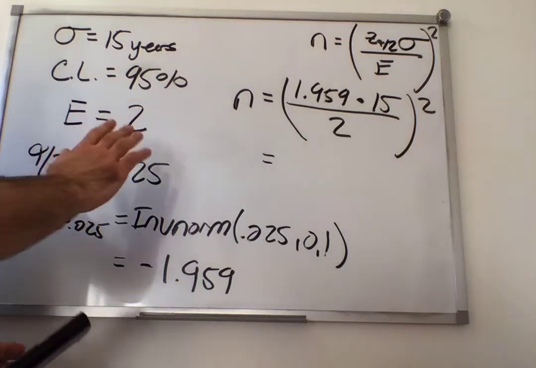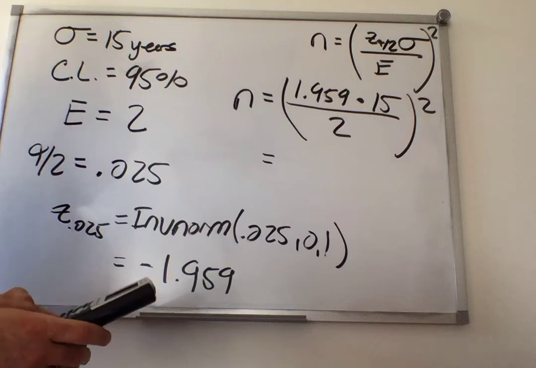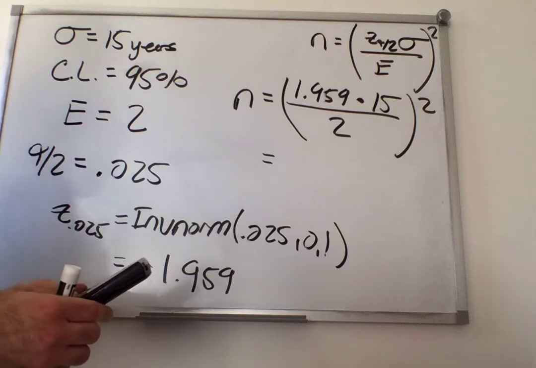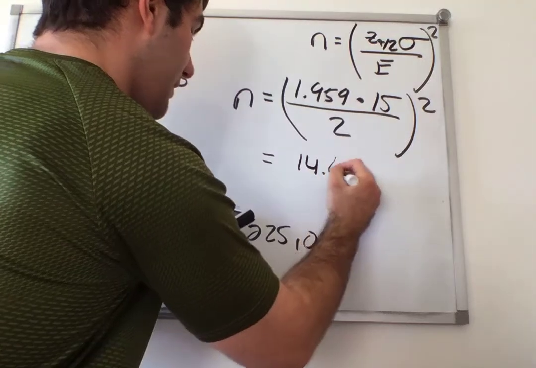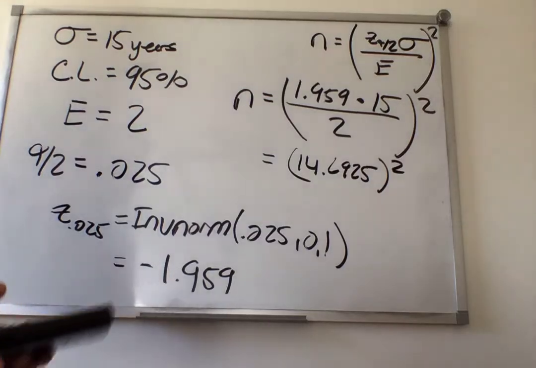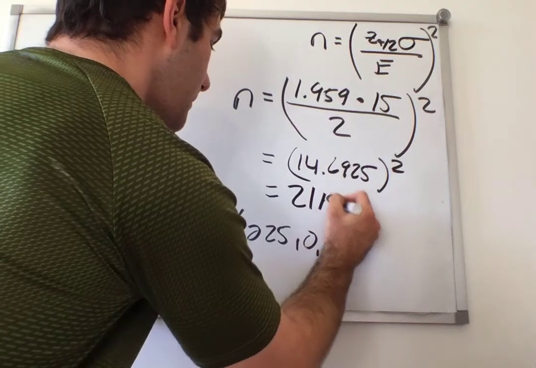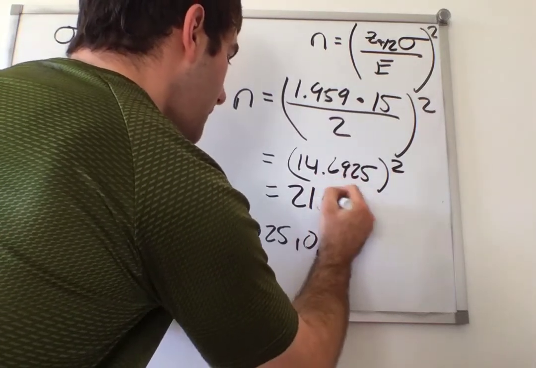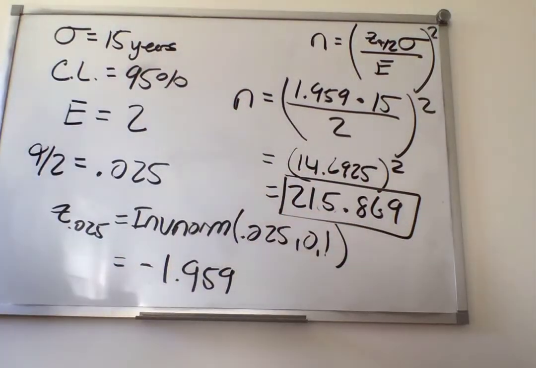Now, we don't have a calculator function that'll do this for you. This one you actually have to do by hand. So I got 14.6925 before I squared it. 14.6925, that's just computing the inside. And now I'm going to square it. And I get 215.869. Okay, so that is the answer.